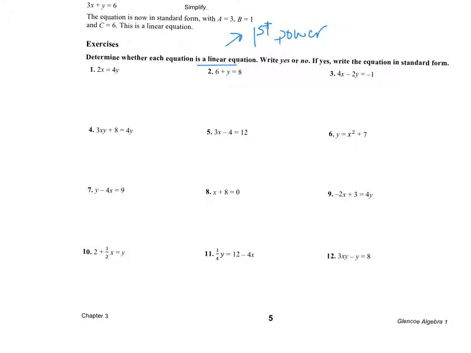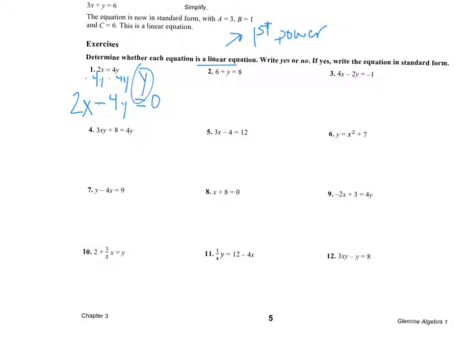If we look at our first equation here, 2x equals 4y. All I really need to do here is try to get x and y together on the same side. We call that standard form, and I believe I can do that. I can subtract 4y from both sides, and I'm left with 2x minus 4y equals, again, nothing on the right-hand side. So 2x minus 4y clearly is linear, so I will say yes to that one.